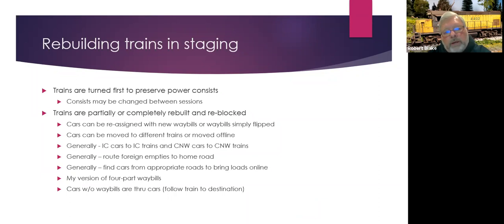So when we rebuild trains in between sessions, the first thing I do is turn the trains around in order to preserve the power consists. I have a Digitrax system. I can do consisting. I do both Digitrax universal consisting as well as advanced consisting for those consists that have all sound. And it's a lot easier to preserve those consists and reuse them from session to session, but occasionally I do like to change consists around, and I'll do that in between sessions.